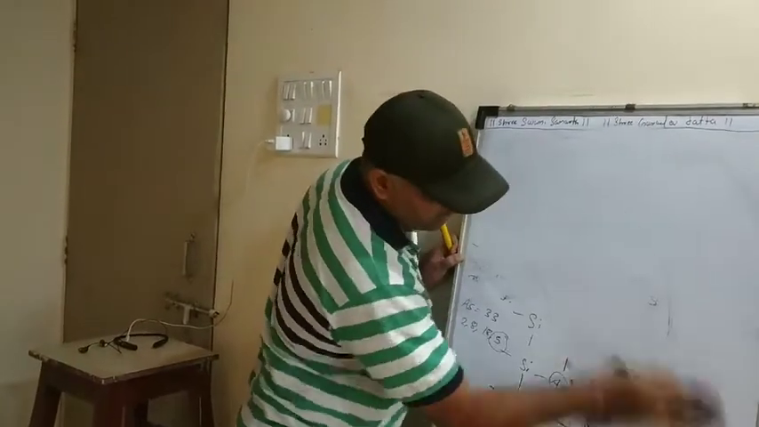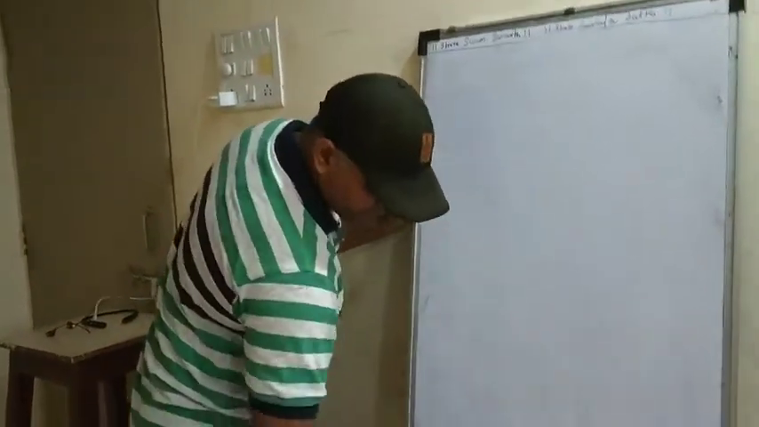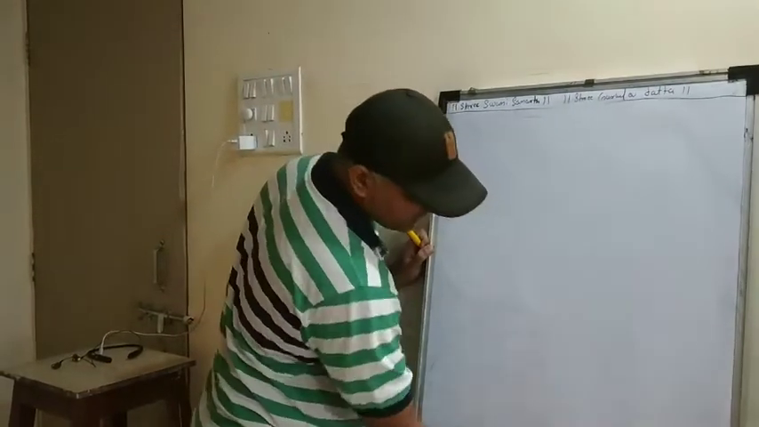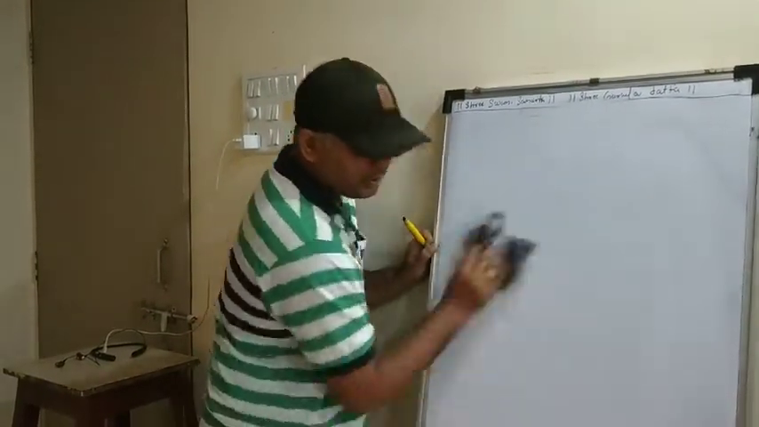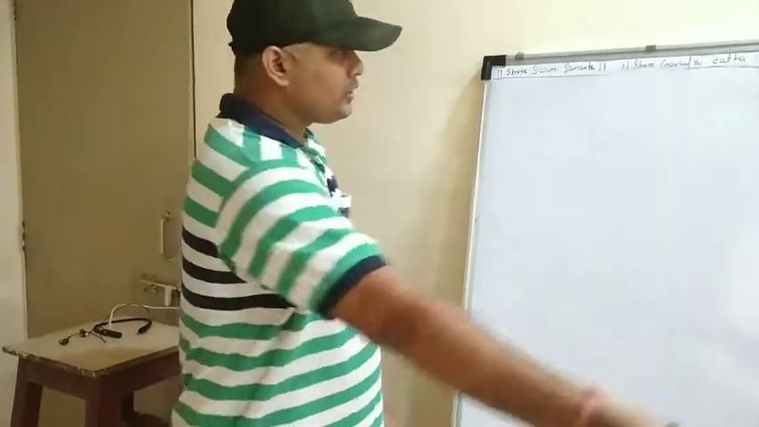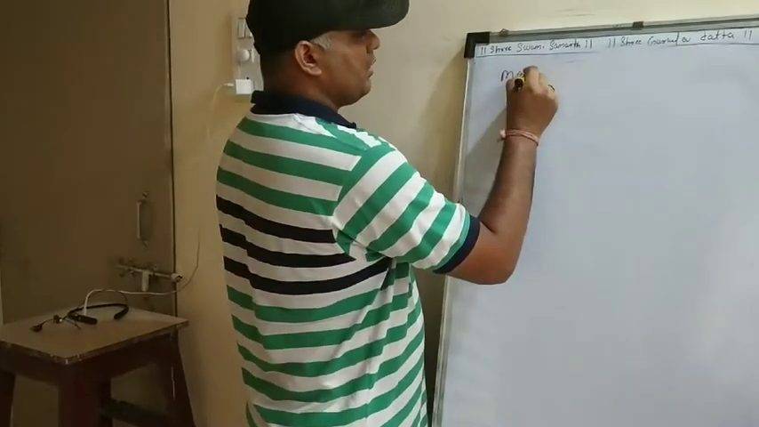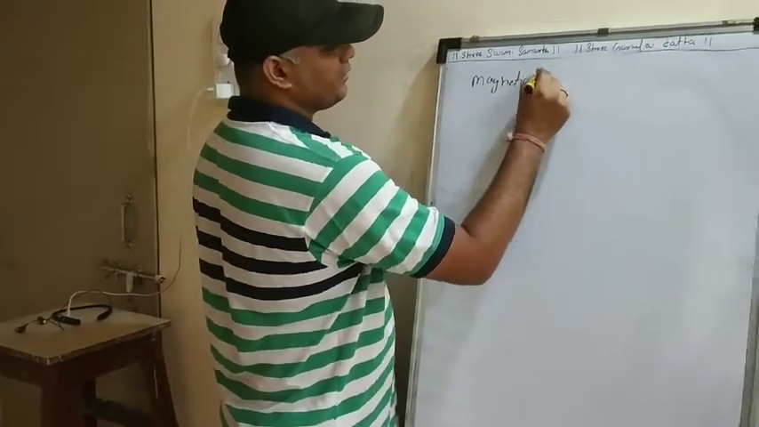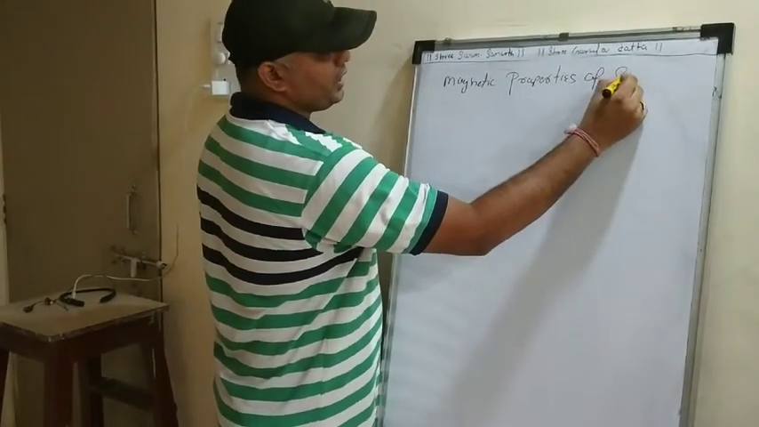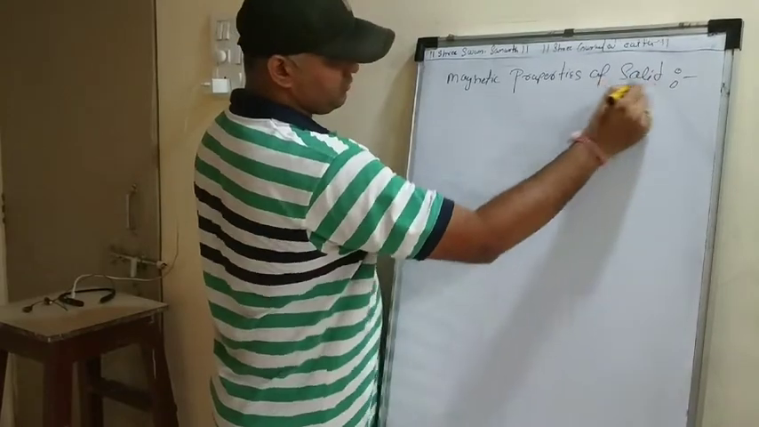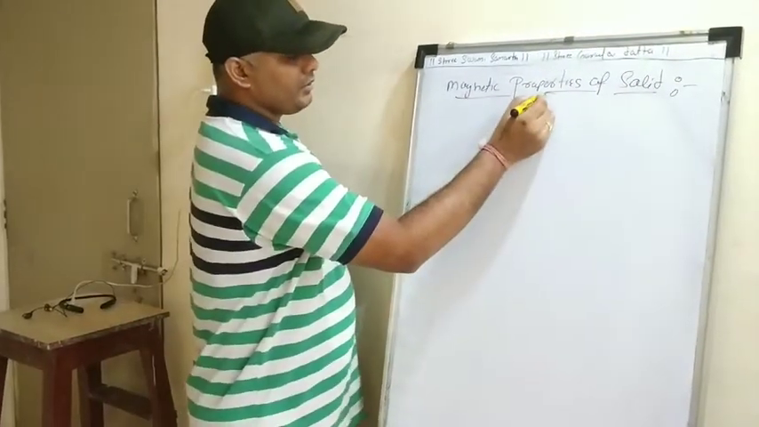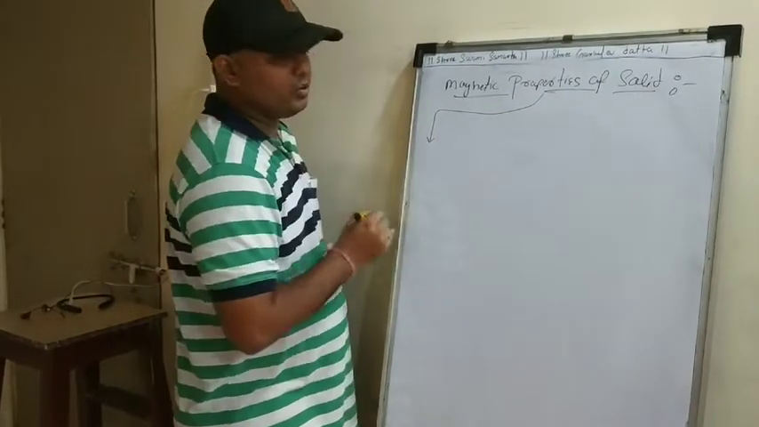Our next topic of discussion will be magnetic properties of a solid, right? It is also a very important question, and many times it has been asked in your board exam, right? So note down magnetic properties of solids. Magnetic properties of a solid can be classified into 5 types.